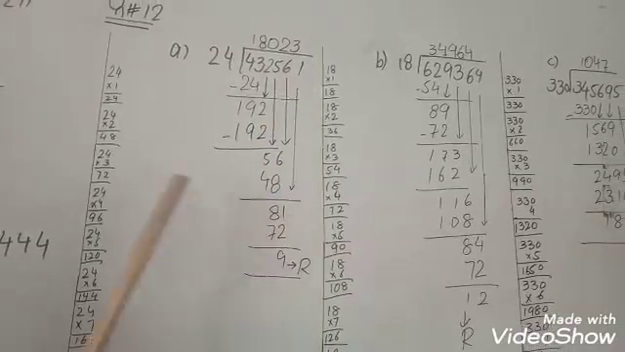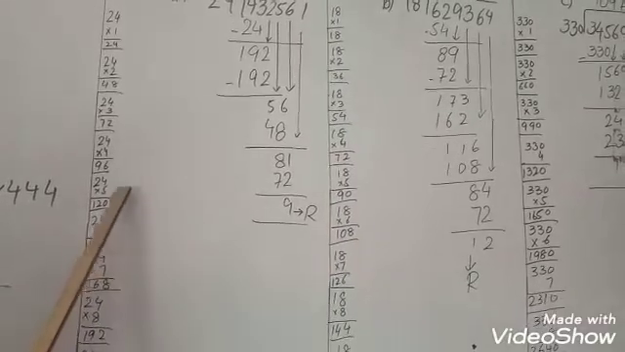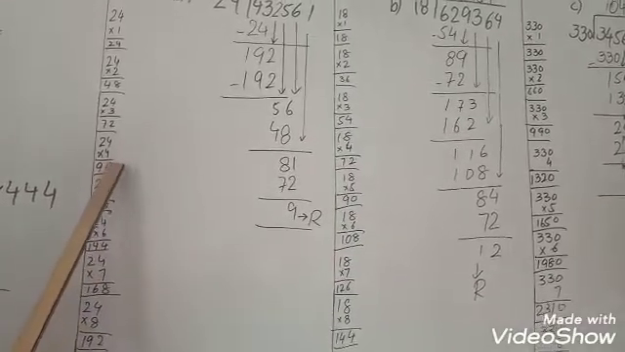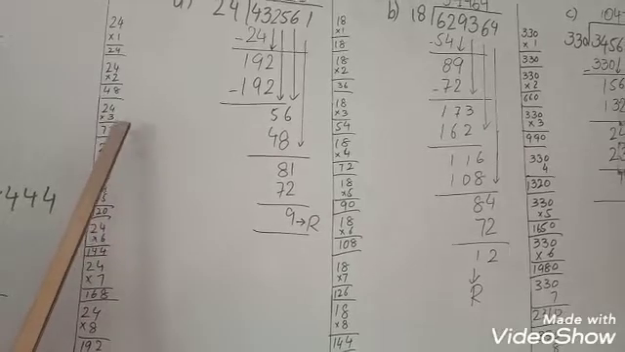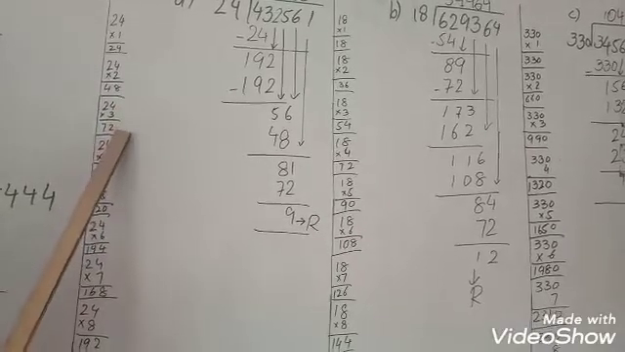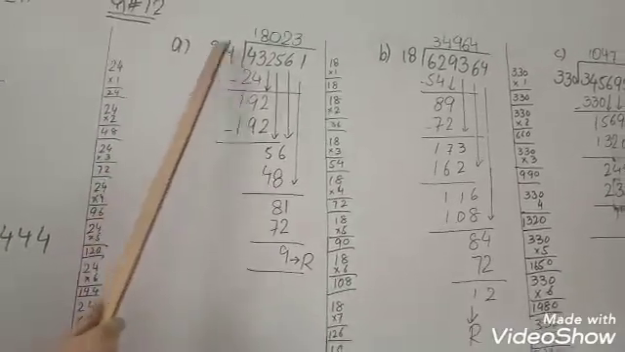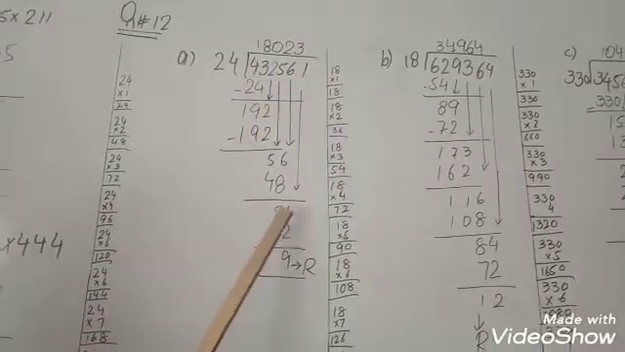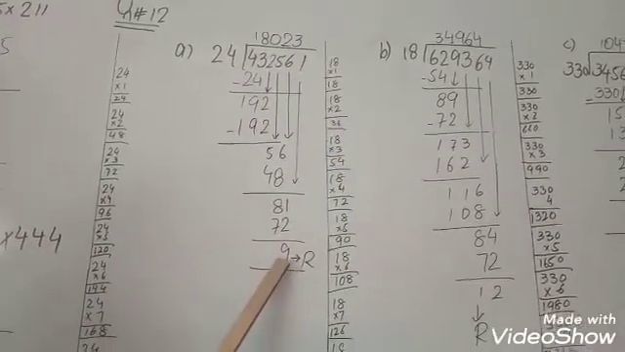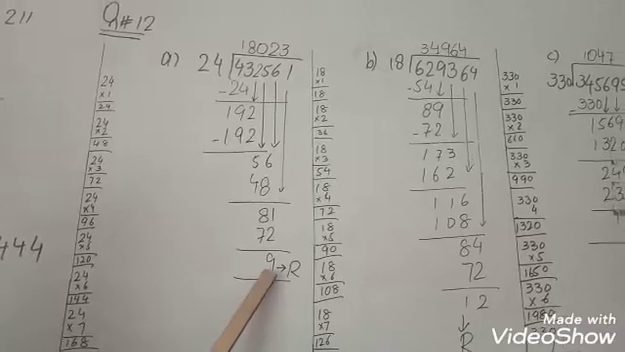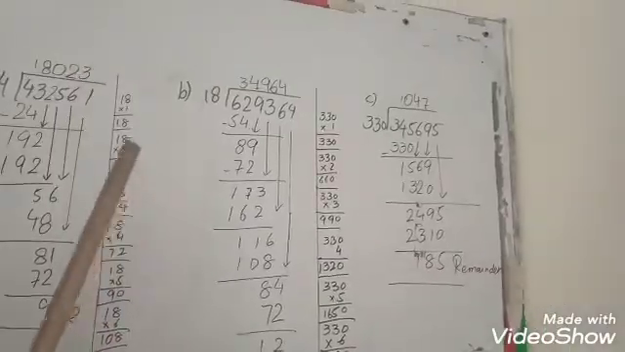This is 81. 24 multiplied by 4 is 96, which is a bigger number. 24 multiplied by 3 is 72. So we take 72. 24 times 3 is 72. Now subtract these two numbers. We get remainder 9. Next questions are also the same.